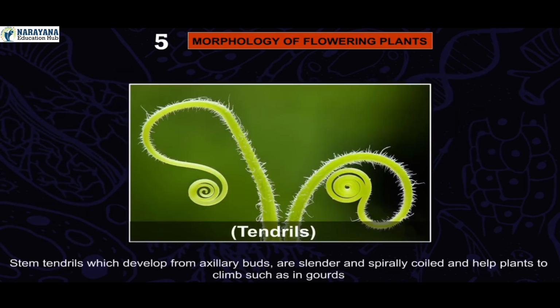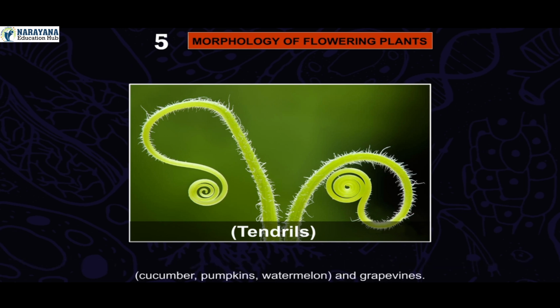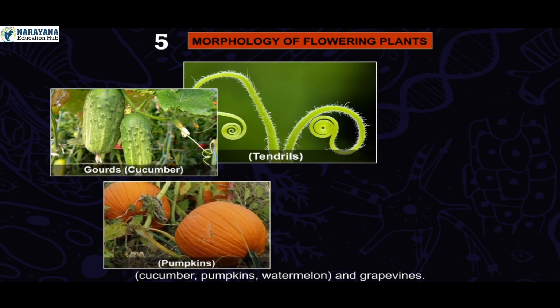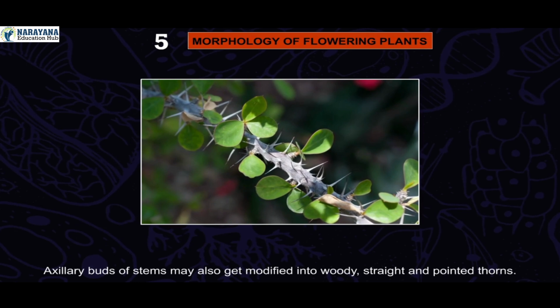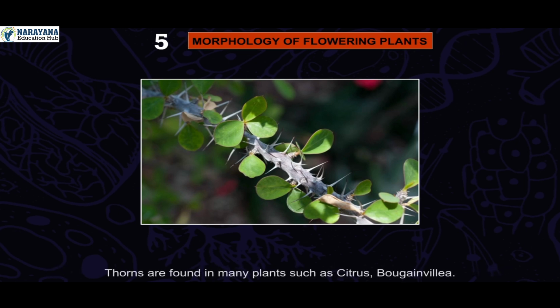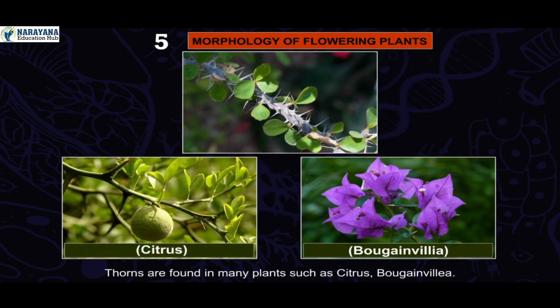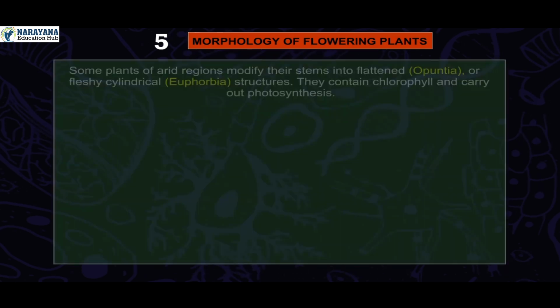Stem tendrils, which develop from axillary buds, are slender and spirally coiled and help plants to climb, such as in gourds, that is, cucumber, pumpkins, watermelon, and grapevines. Axillary buds of stems may also get modified into woody, straight, and pointed thorns. Thorns are found in many plants, such as citrus, bougainvillea. They protect plants from browsing animals.